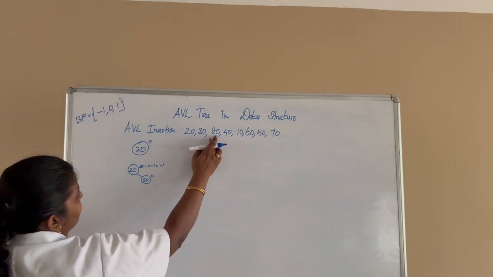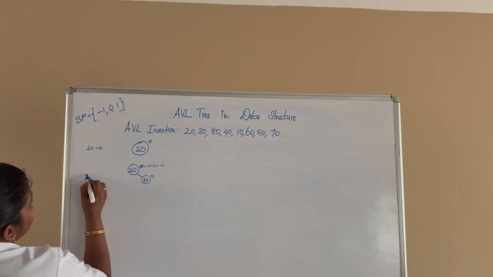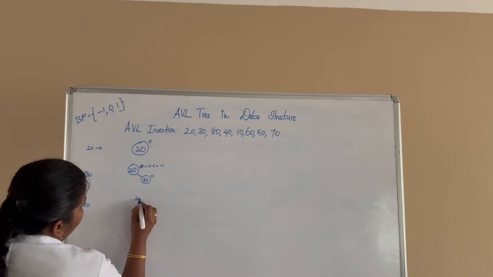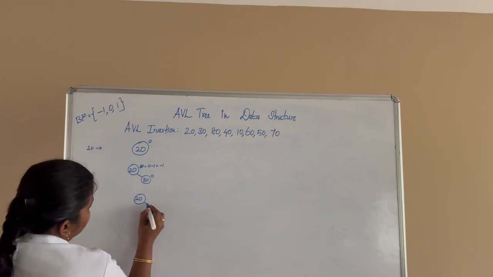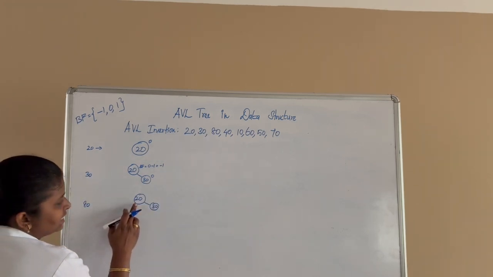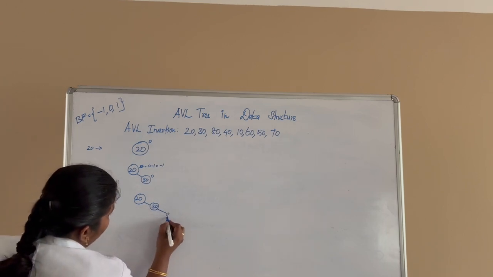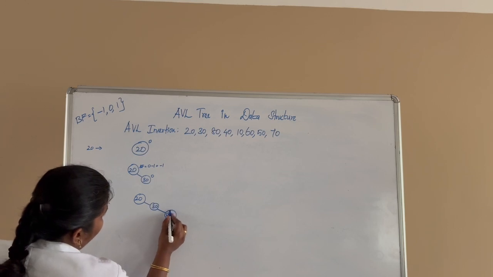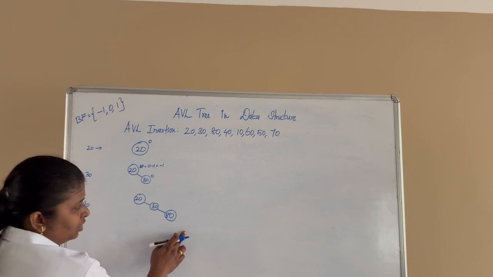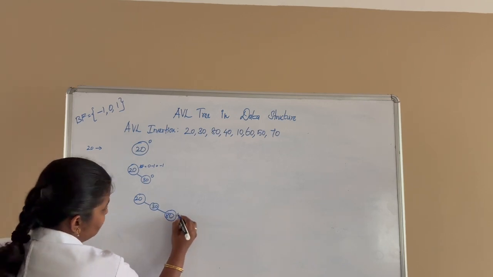Now we want to insert the third element. This is after inserting 20 and 30, and now we insert 80. This is an already existing tree. 80 is greater than 20 and greater than 30, so it will be inserted towards the right subtree. Now we have to check the balance factor. There is no left or right subtree for the node 80, so the left and right subtree heights are 0 and the balance factor is 0.